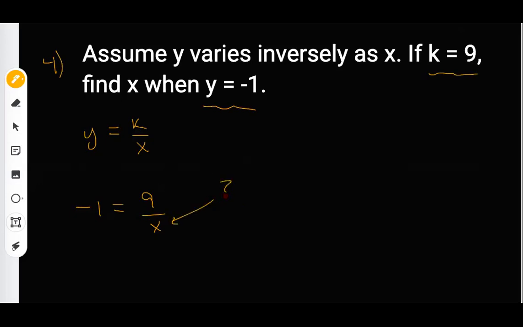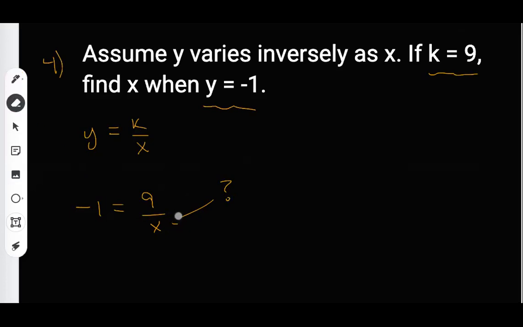So to do that, what would I do? 9 divided by what equals -1? Well, -9, right? So that's what x would be. That's one way you could think about it.